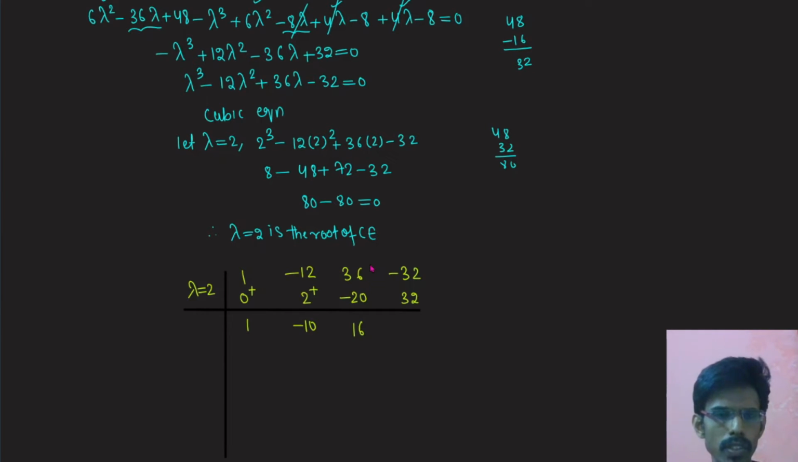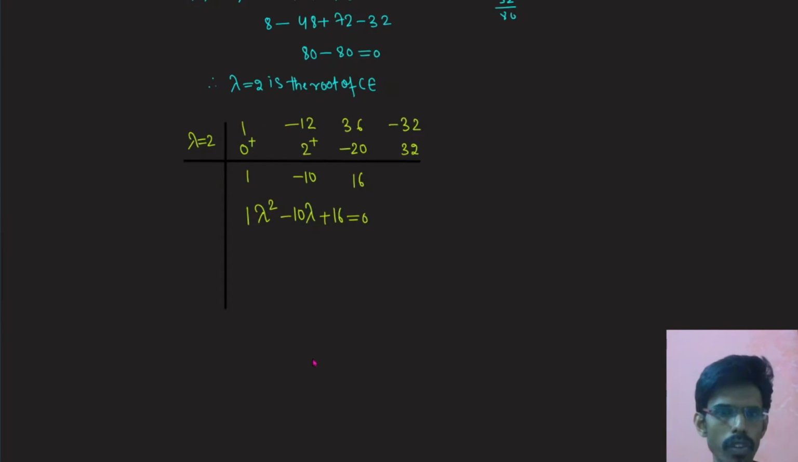Now from these coefficients we get the quadratic equation, that is 1 lambda square minus 10 lambda plus 16 equal to 0. These are the coefficients of the quadratic equation. Now for this quadratic equation, factorize this. Here I have lambda square, 1 into 16. Factors will be 8 twos are 16. If we add, we'll get 10 here.